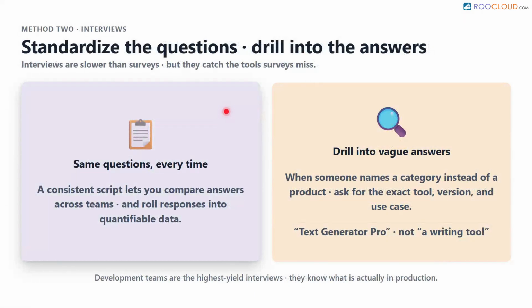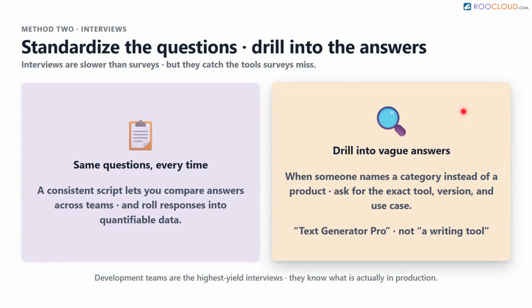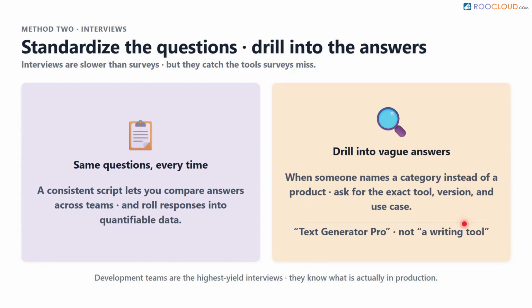When you conduct live interviews, the questions must be strictly standardized with predetermined response options. Open-ended questions will give you messy, unusable data. For example, if you ask what writing assistant someone uses, and they say they use a generic text generator, you must follow up. You need to know if they are using Text Generator Pro from Company A or Deep Writer from Company B. Getting precise names allows you to group similar responses accurately. Interviews are particularly useful when talking to development teams who might be quietly experimenting with new tools for their own education rather than building official products.